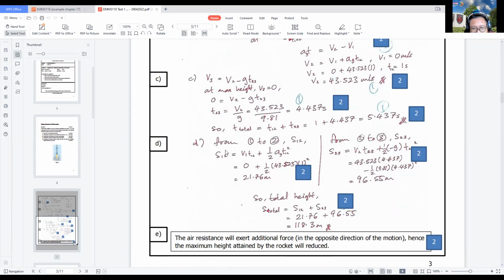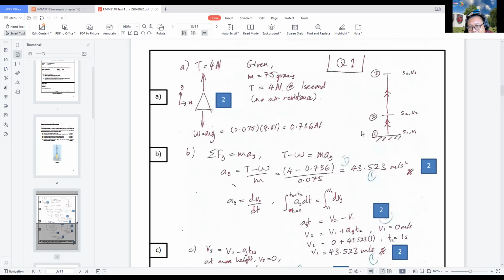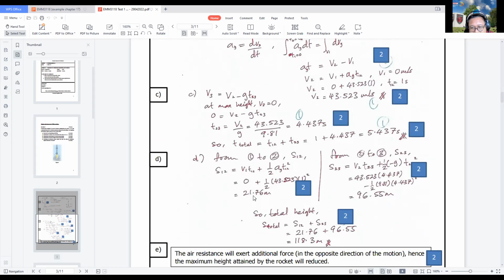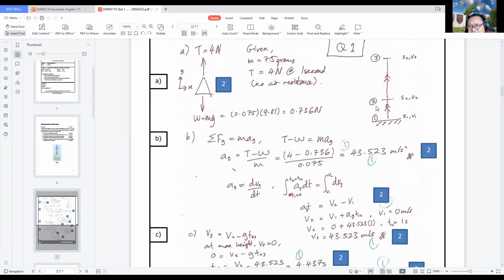So you can use this equation or you can derive it. At this point V1 is 0, so this whole part here becomes 0. And this one here, you just plug in all the values, and at this point the height is 21.76 meter. Then from point 2 up until point 3, what's the height?